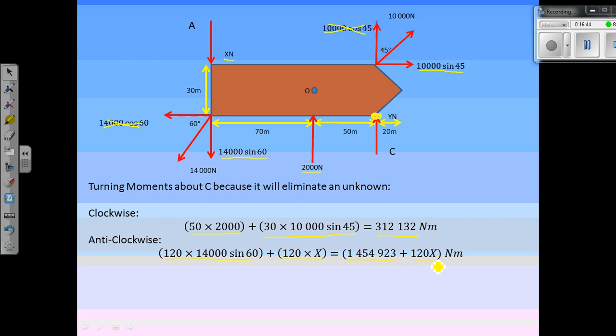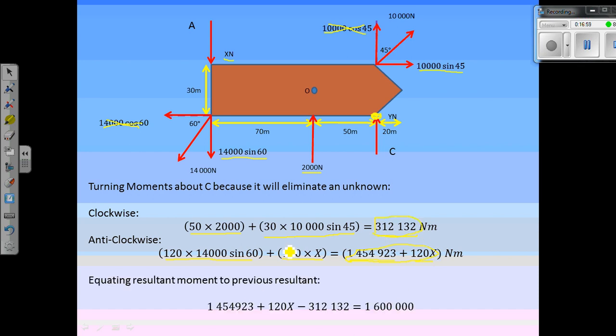Now, we know that the overall turning moment has to be 1.6 million. So we can set up an equation where this quantity subtract this quantity is equal to 1.6 million. Okay? Now, a very easy equation to solve. We can just add this quantity to both sides, subtract this quantity from both sides, then divide by 120, and we end up with eventually that x is equal to 3,800 newtons, to two significant figures.